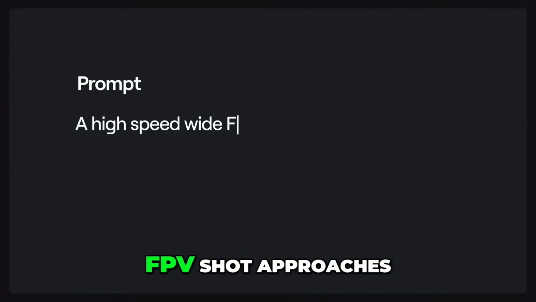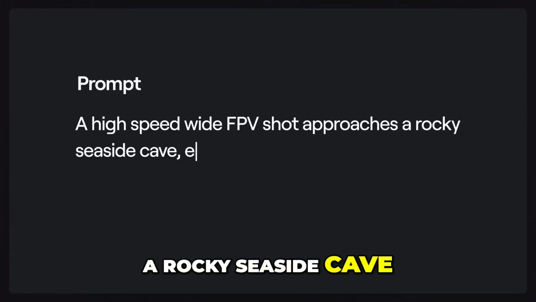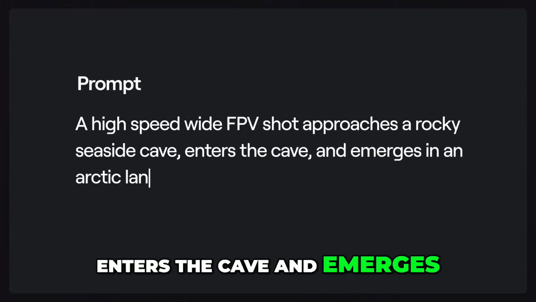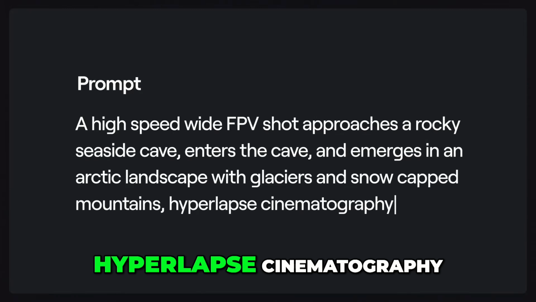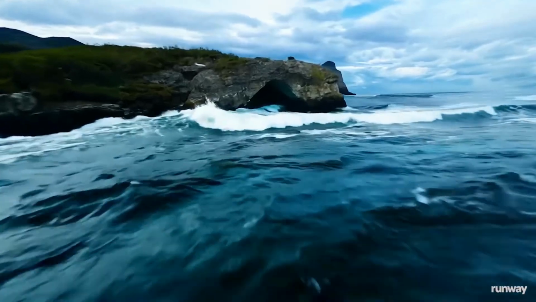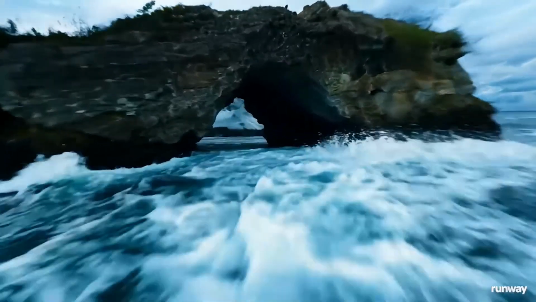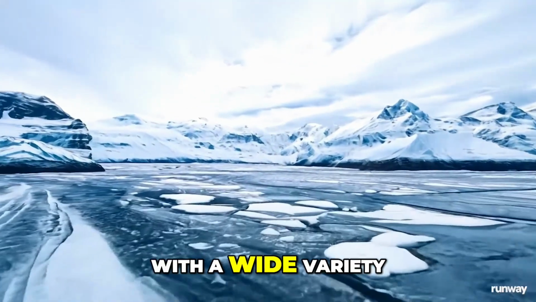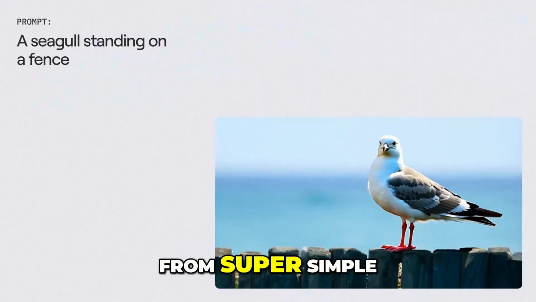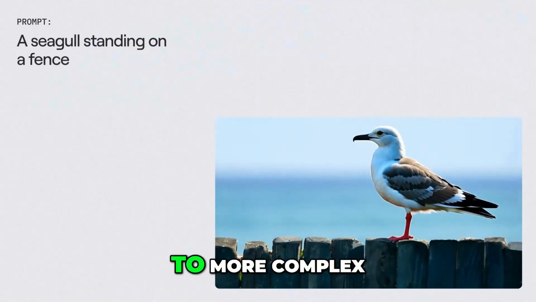For example, you can prompt: a high-speed wide FPV shot approaches a rocky seaside cave, enters the cave, and emerges in an Arctic landscape with glaciers and snow-capped mountains, hyperlapse cinematography. Gen 3 Alpha will work with a wide variety of prompt structures, from super simple to more complex.